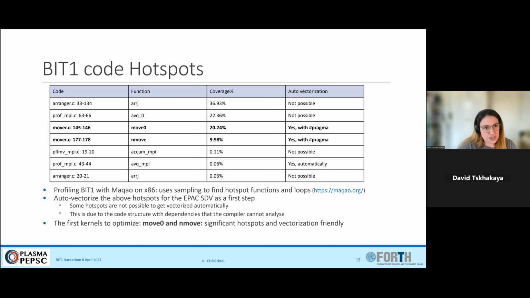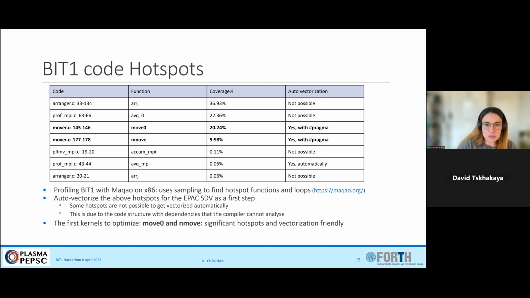The first thing that we did when we started working on BIT1 was to identify the hotspots in the code. To do this, we used Maqao, which is a profiling tool, on an x86 platform, and we executed the whole BIT1 code to see what functions and loops are the most time-consuming in BIT1. This table shows these hotspots, starting with the most time-consuming one.